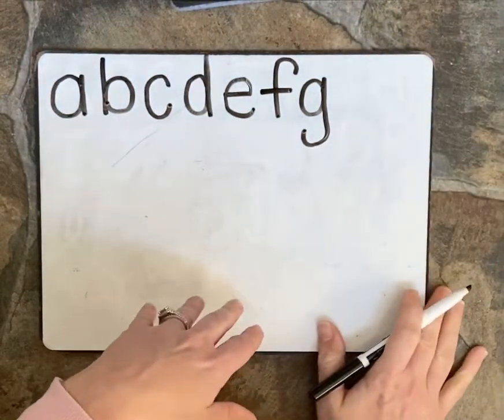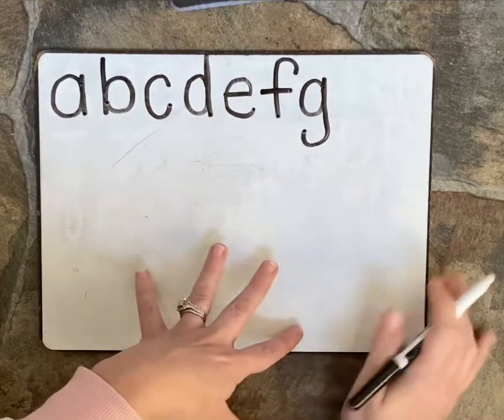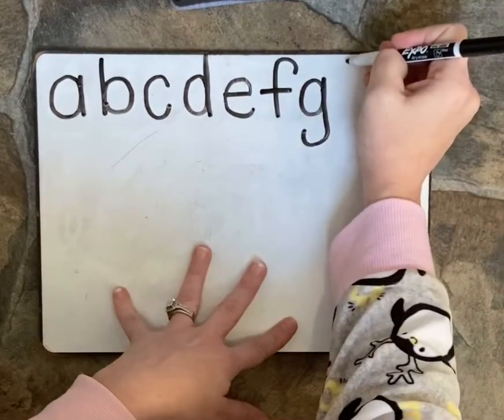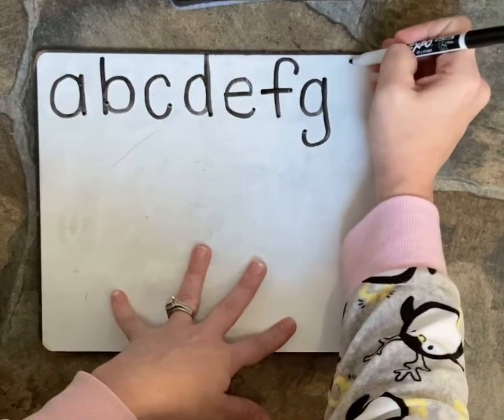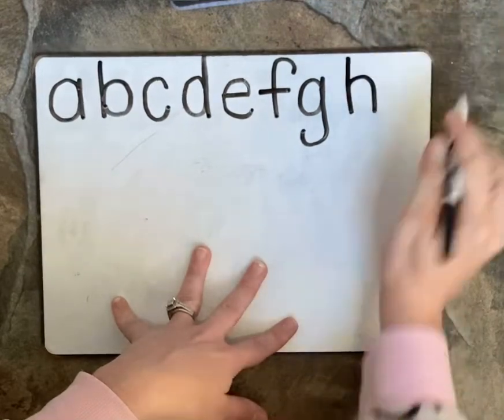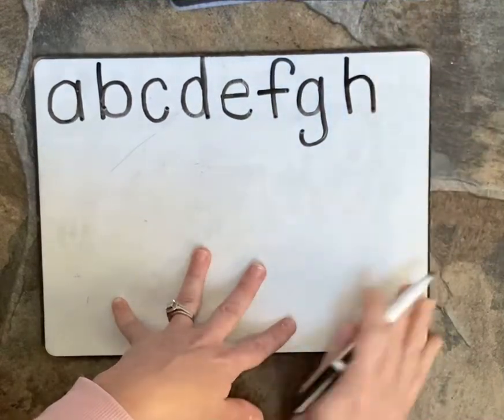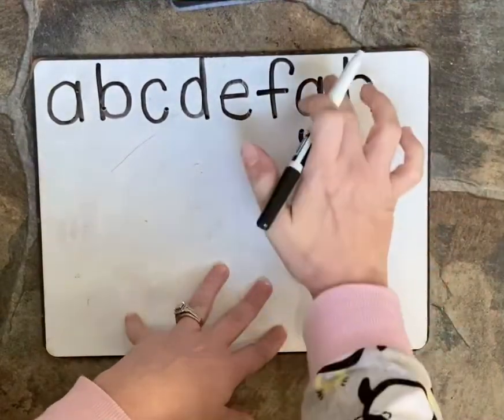All right, what comes after the letter G? H. Watch how I do the H. I think the H is kind of fun to write. So you're going to start at the top. You're going to go down, up, and over. Make sure when you go up and over, you only go up halfway, okay? Because you want to leave the stick at the top.